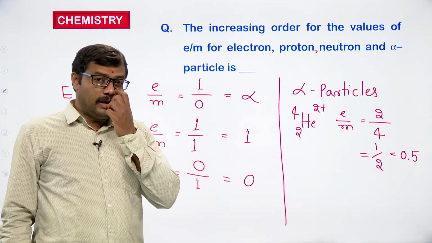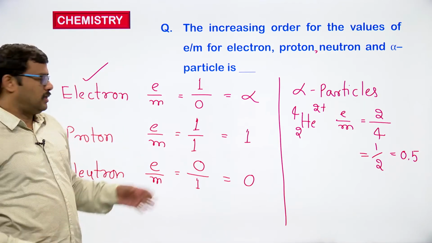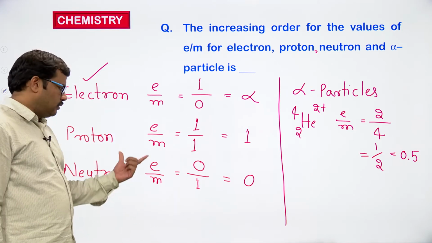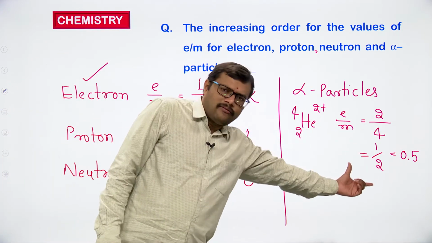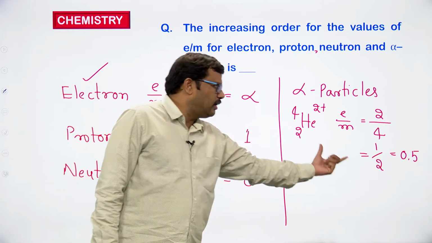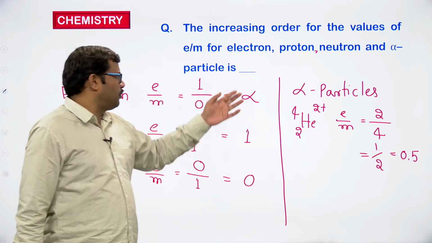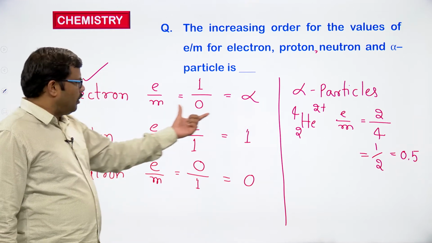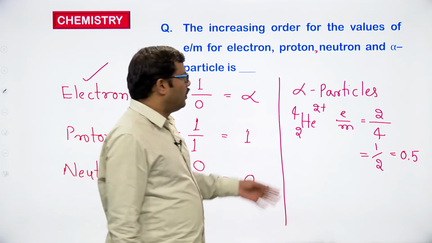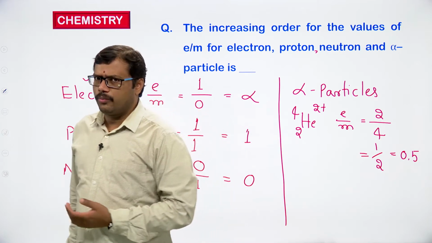So if you compare the E by m values, the highest value is for the electron, and the lowest is for the neutron, and in between we have the alpha particle and then the proton. So it is neutron, alpha particle, proton and then electron. Electron E by m value comes out to be infinity, proton E by m value is 1, neutron E by m value is 0, whereas alpha particle E by m value is 1 by 2, or it can be taken as 0.5.